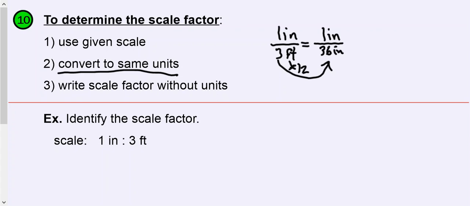Okay, so now we've put them into the same units, 1 inch to 36 inches. So now for our scale factor, we want to write the scale without the units because they're in the same units. So our scale factor is actually going to be 1 to 36, because now they're in the same units, and we can see that the scale factor is 1 to 36.